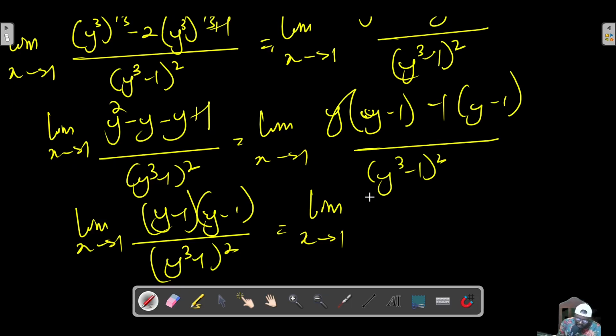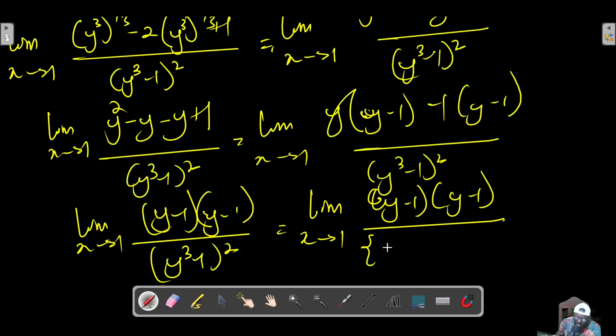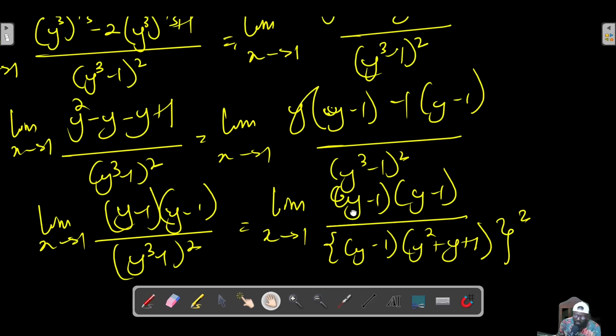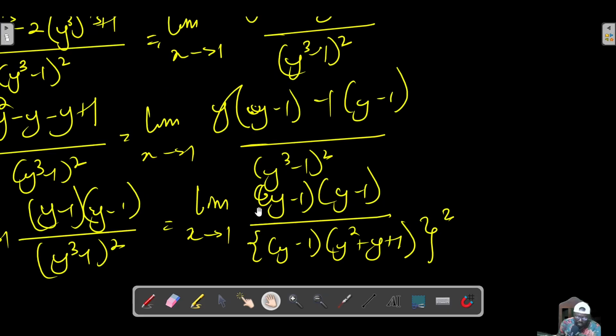Now, I have y minus 1 multiplying. The denominator can also be factorized. I can factor the denominator as y minus 1 times y squared plus y plus 1, all squared. I've already taught you this, so I'm writing it straight away. Let me just go to a fresh page.